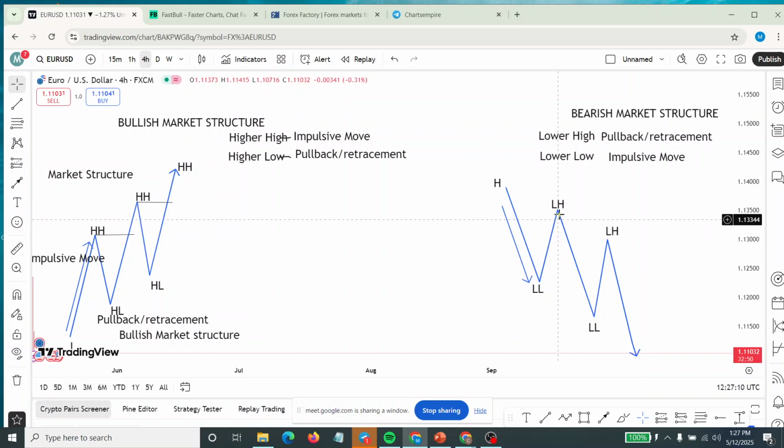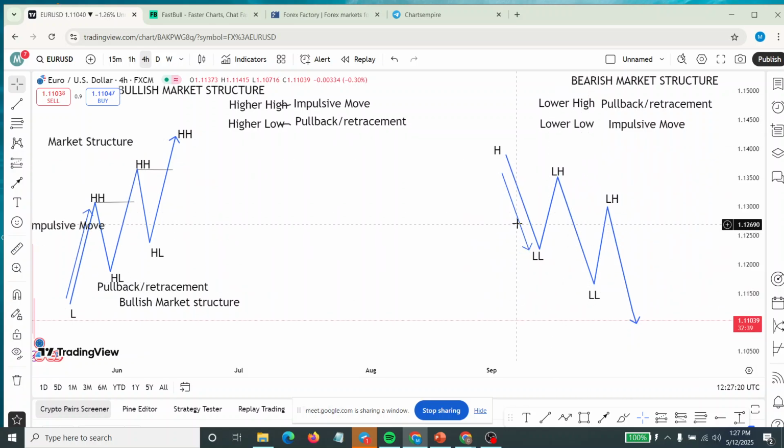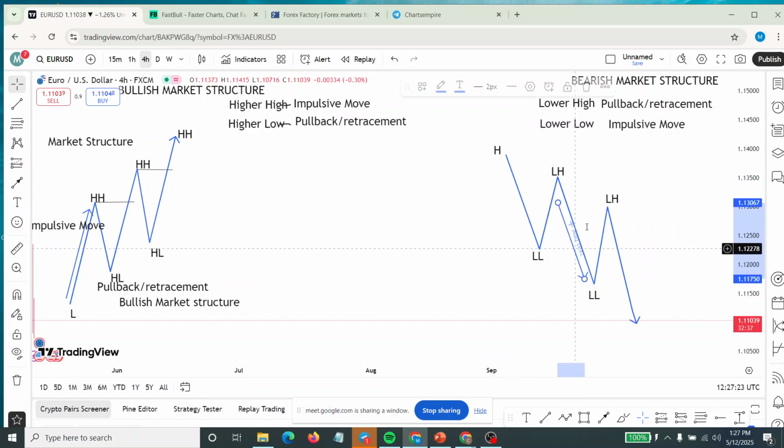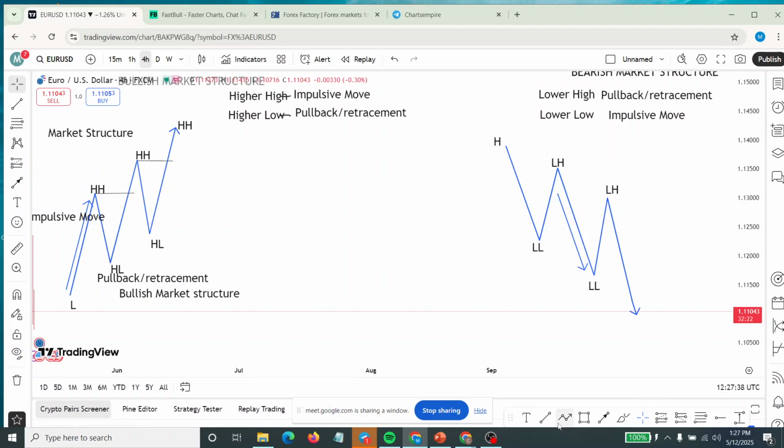So now the market created a lower high. So this serves as a pullback for sell continuation. After this lower high, we expect the market to give us a new impulsive move, which is our lower low. You can see the market gave us a pullback again that led to this lower high. So after the formation of this lower high, we now have a new lower low.